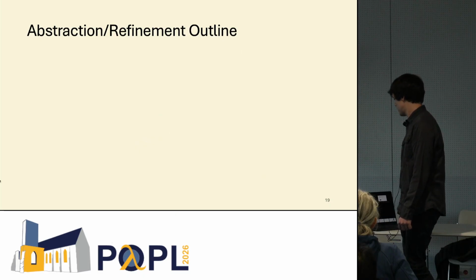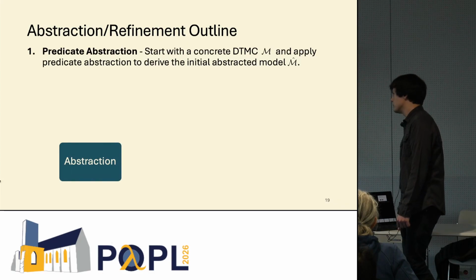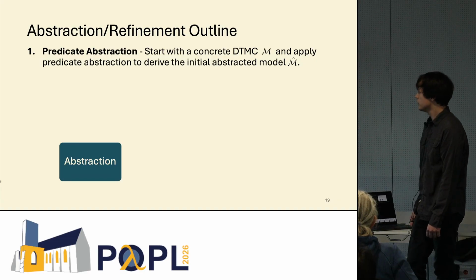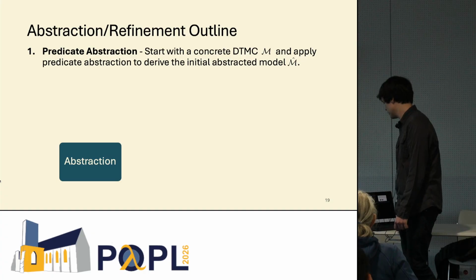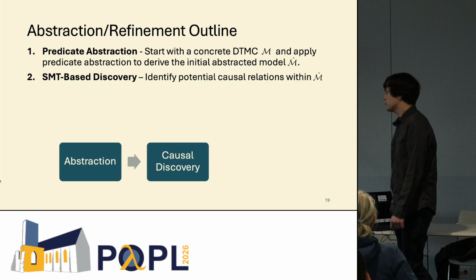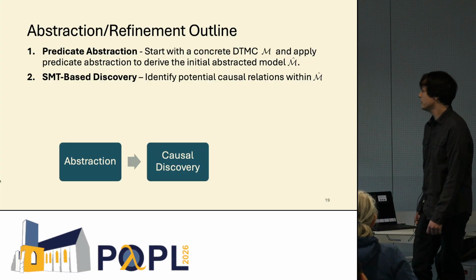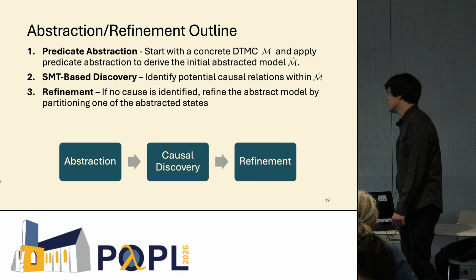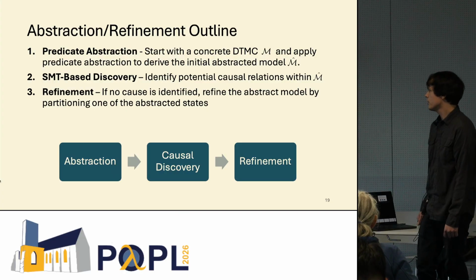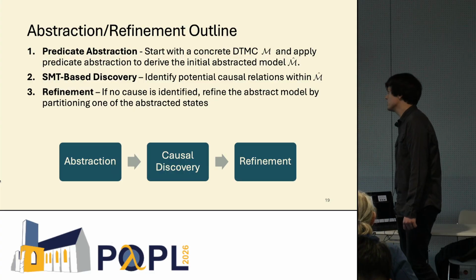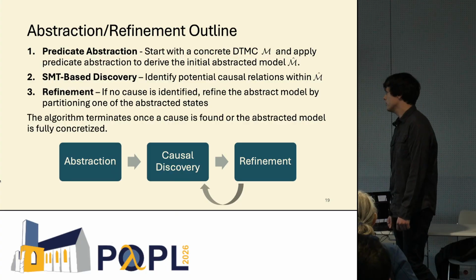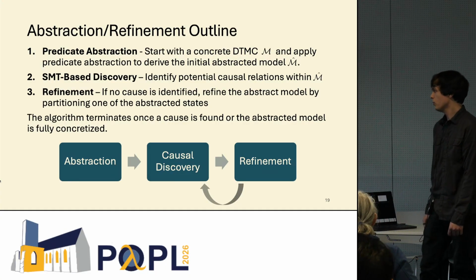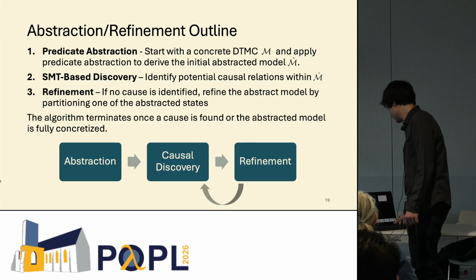In order to handle our abstraction refinement, we are first going to introduce a predicate abstraction, where we come up with a set of predicates which we apply to the DTMC in order to group it into a number of abstract states. Next, we're going to apply an SMT solver to identify potential causes within this new abstracted MDP. And finally, if no cause is identified in the abstract model, we're going to refine that model by partitioning one of the states that we have into a new set of concrete states. And the algorithm will terminate once either a cause is found or once the abstracted model is fully concretized back to the DTMC.